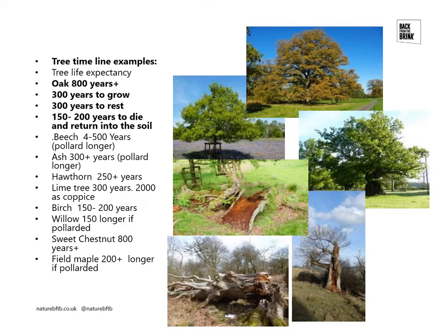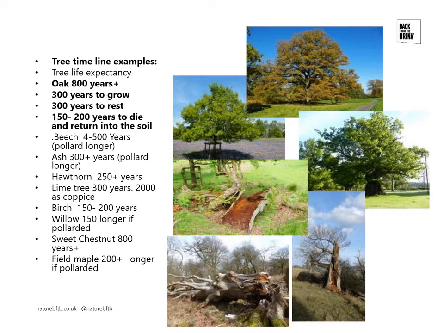So a tree timeline, for example, we look at the oak tree, which is our native oak and part of our landscape for many, many generations. It can live over 800 years, and it's reckoned to take around 300 years to grow to maturity, and then it stops growing any larger, but it continues to put on incremental growth around its trunk. And it will then, over about 150 to 200 years, slowly die, and eventually will return into the soil. So it recycles itself.